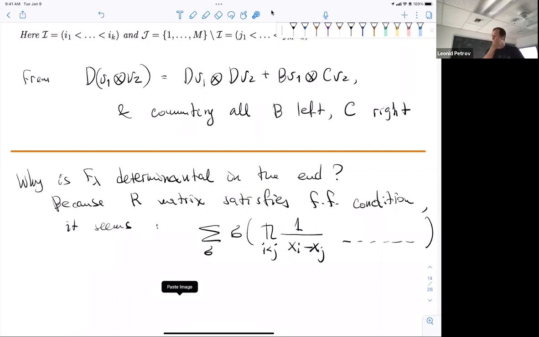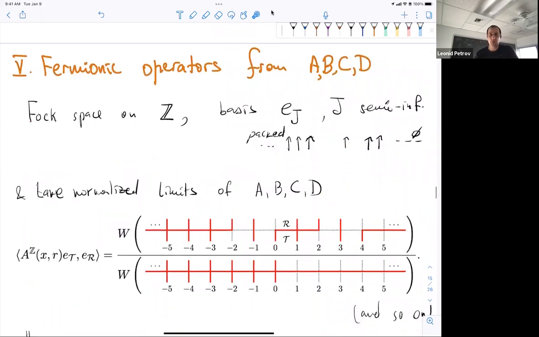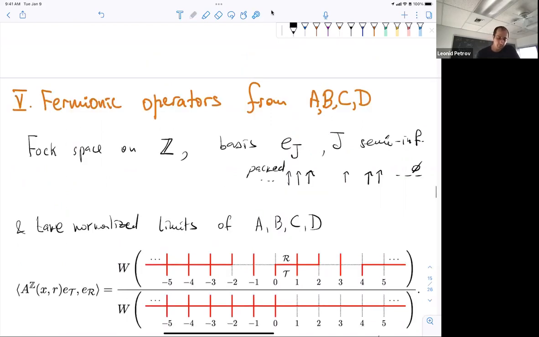Let me get to the second use of the ABCD operators, where we can use them to address the determinantal structure to get some probabilistic information. Instead of taking the full tensor power, C star tensor infinity for all Z, so that's too big, I take the Fock space.